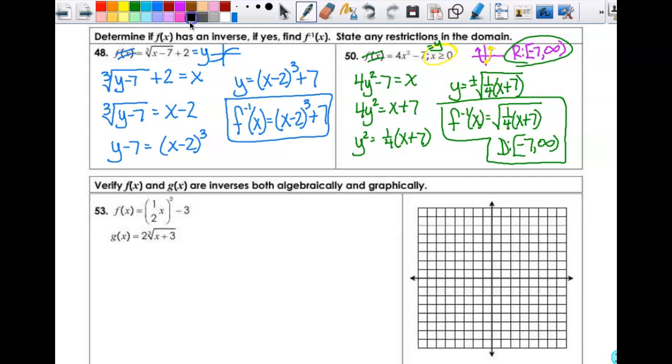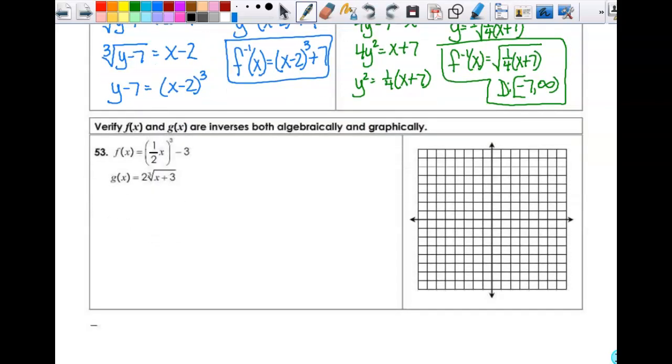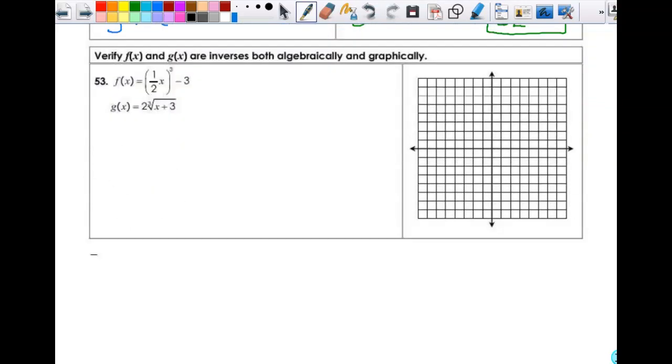Okay. On number 53, the fraction bar from the 1/2 disappeared. You probably noticed that. I don't know where it went. Sometimes they disappear. I've yet to figure that out. All right, so this says to verify that these are inverses both algebraically and graphically. So let's do this graphically first.